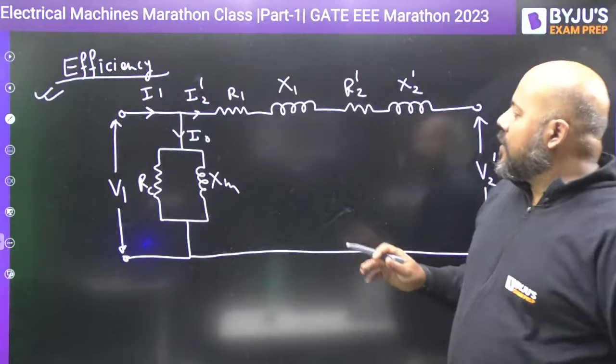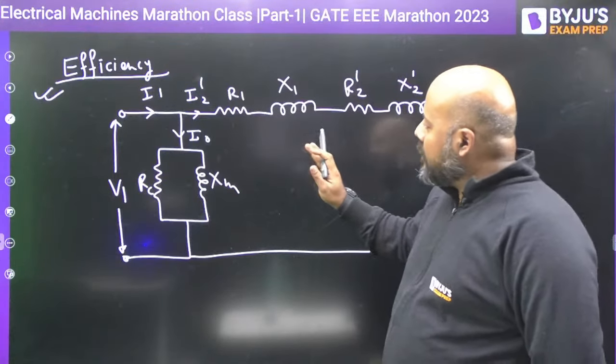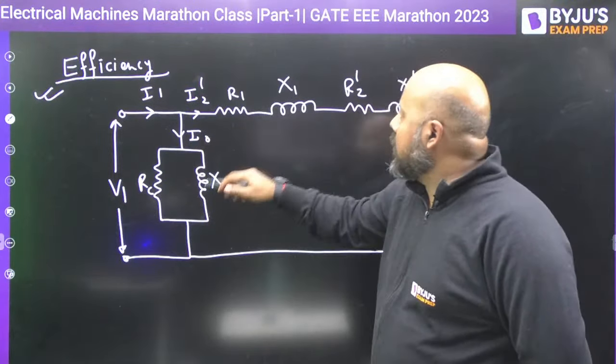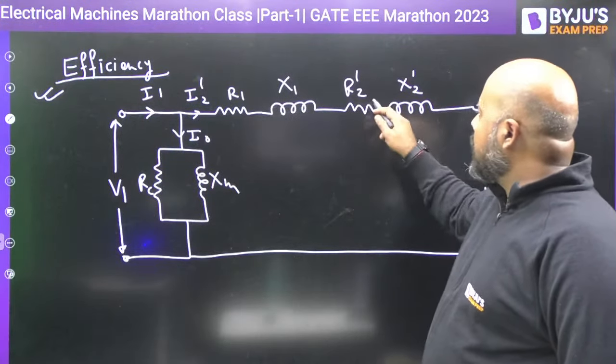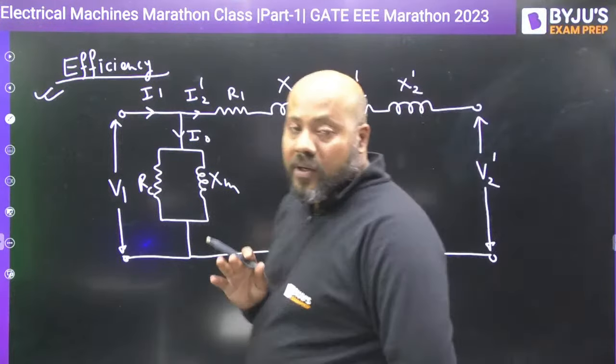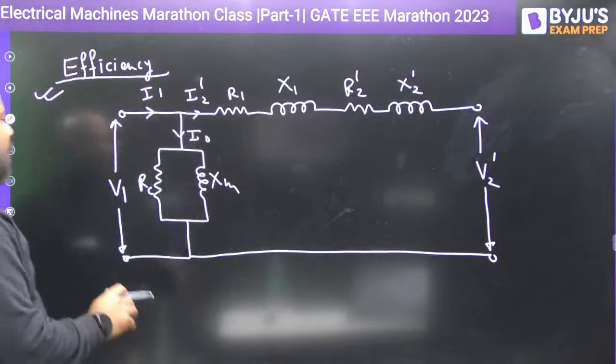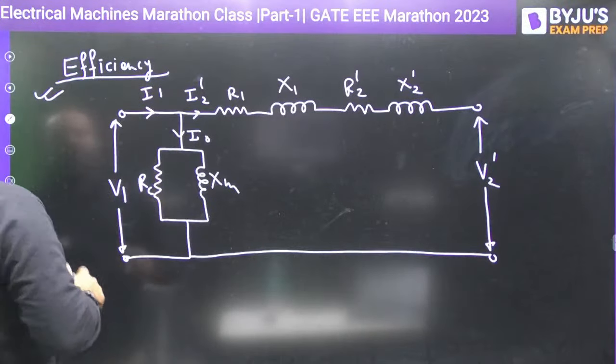The reason being, by using this you have separated the core losses and the copper losses. R1 and R2 dash together represent the total copper losses of the transformer, whereas RC represents the core losses.